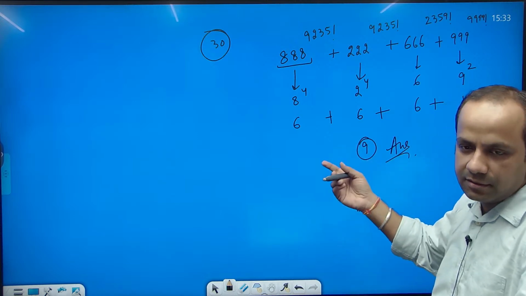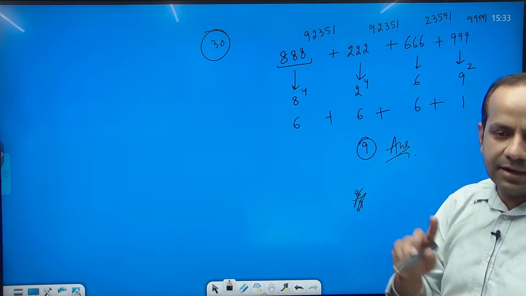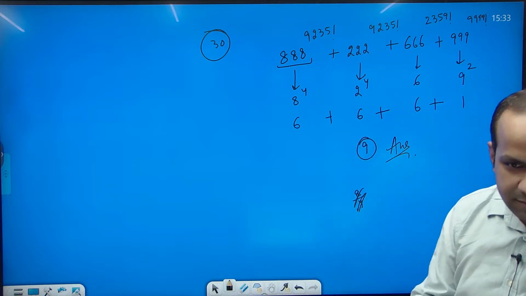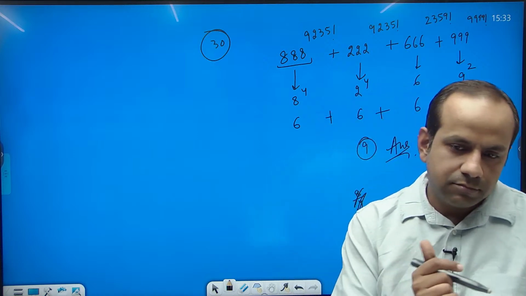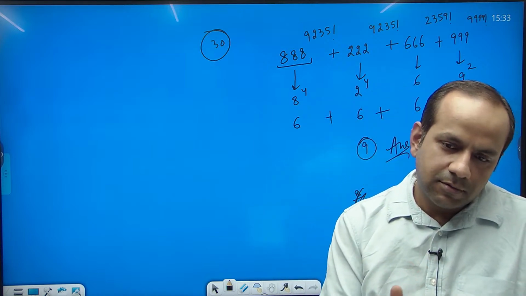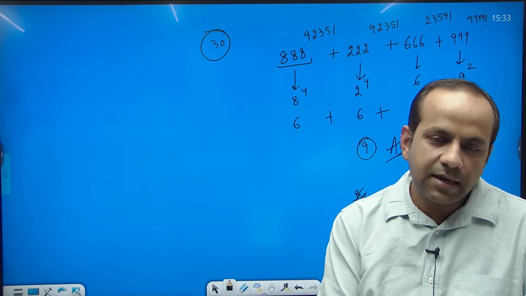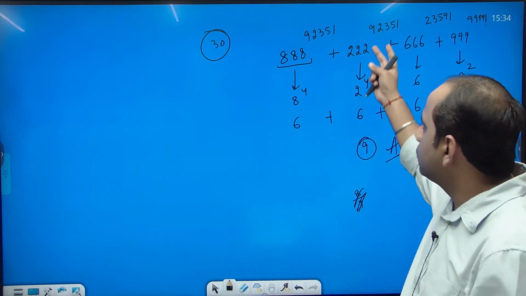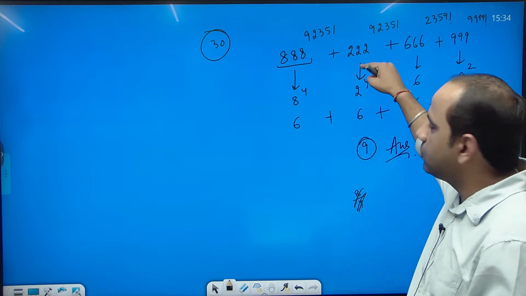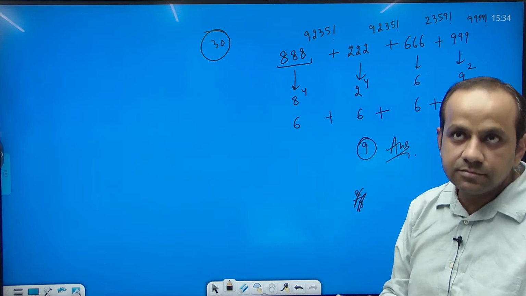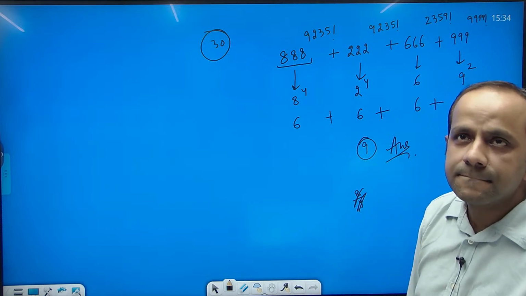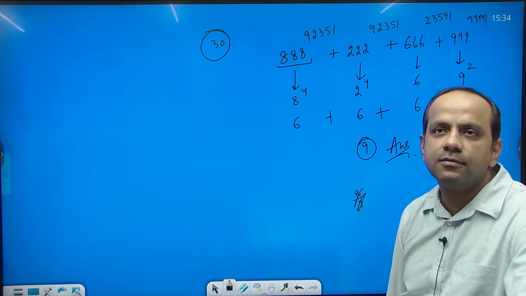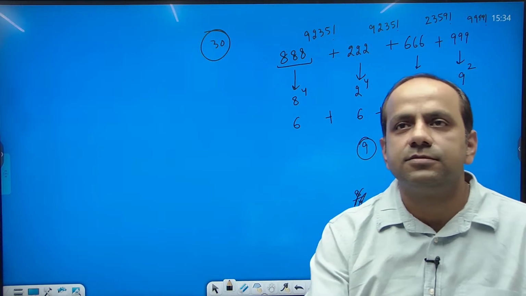We need to check remainder. When we divide this power by 4, remainder is 0. So that means unit digit will be 2 to the power 4. Any number which is divisible by 4 will give remainder 0 when divided by 4. This is divisible by 4, so remainder is 0. So that means unit digit will be 2 to the power 4. Okay. Clear to all of you? Any doubt in this question? Yes or no? Online students?